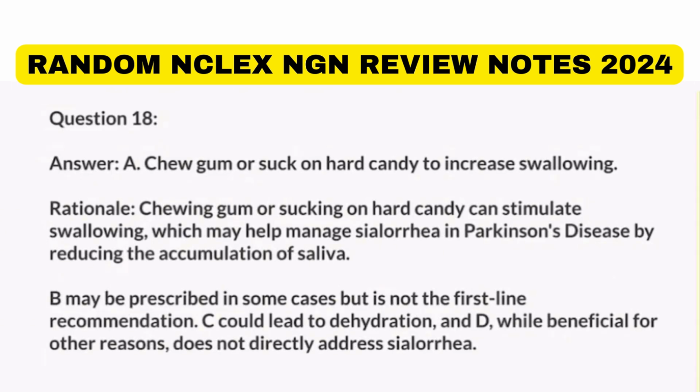Answer: A. Chew gum or suck on hard candy to increase swallowing. Rationale: chewing gum or sucking on hard candy can stimulate swallowing, which may help manage sialorrhea in Parkinson's disease by reducing the accumulation of saliva. B. May be prescribed in some cases, but is not the first-line recommendation. C. Could lead to dehydration, and D, while beneficial for other reasons, does not directly address sialorrhea.